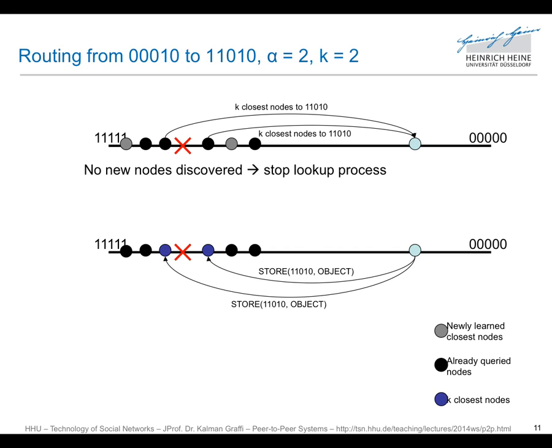So in the worst case, if you start several lookups for the same key from different positions in the network, you get different, mostly overlapping, but somehow different k closest nodes.